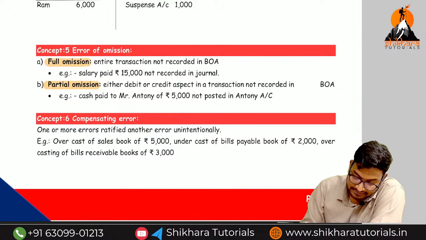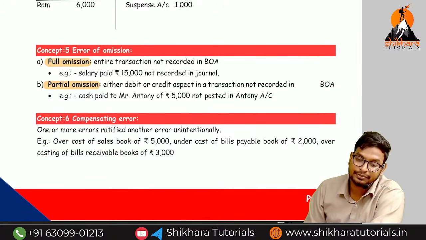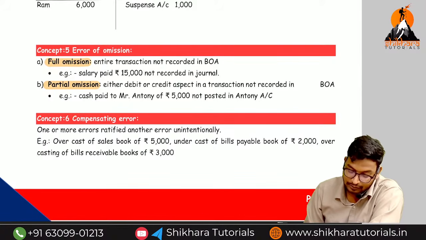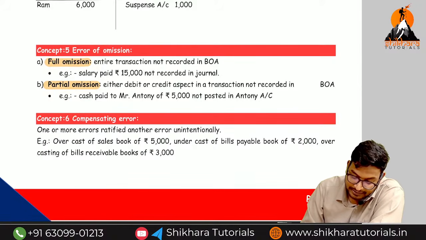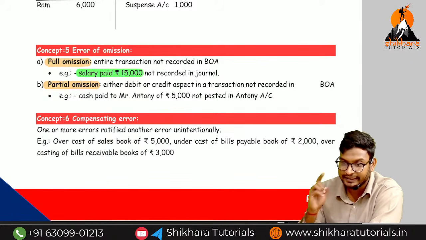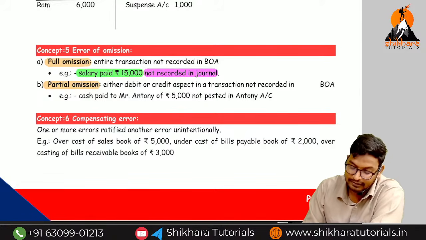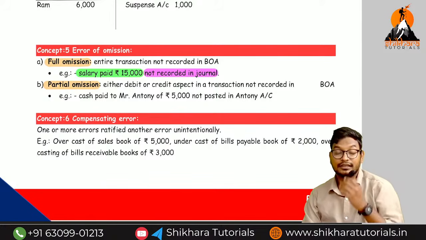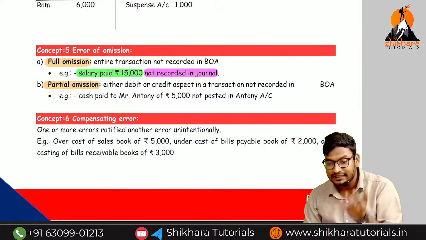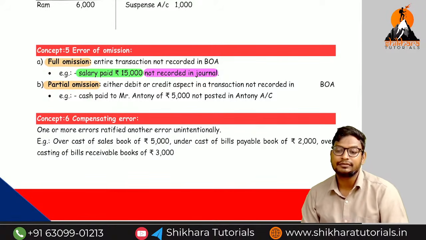So what is the first example? I have told you already: for every sentence, the first part is right and the second part is wrong. Can you identify the right one here? Salary paid of rupees 15,000. This is the right one. But what have they done? Not recorded in journal. So is it complete omission or partial omission? Complete. They have not recorded it in the journal, so the debit was not recorded and the credit was not recorded.